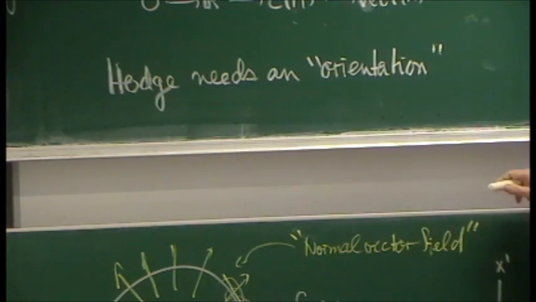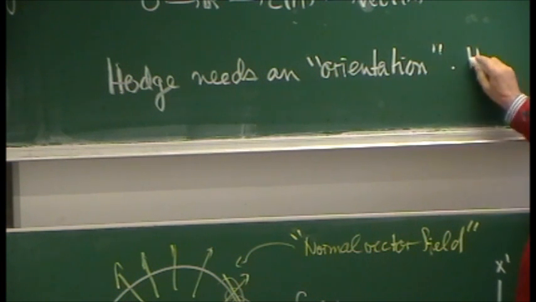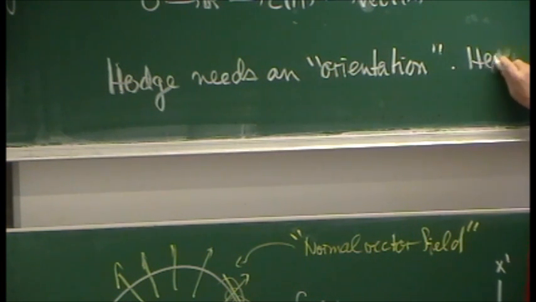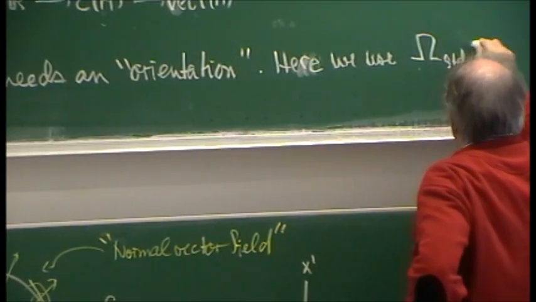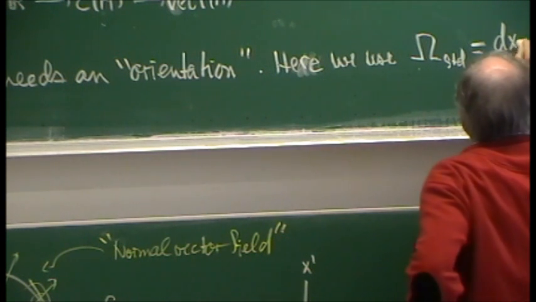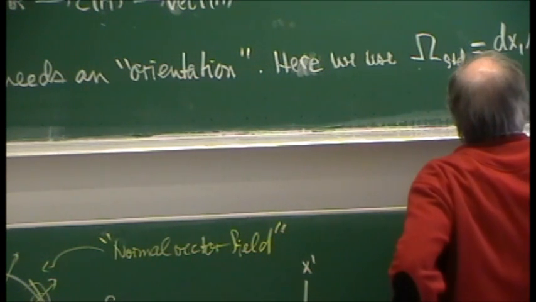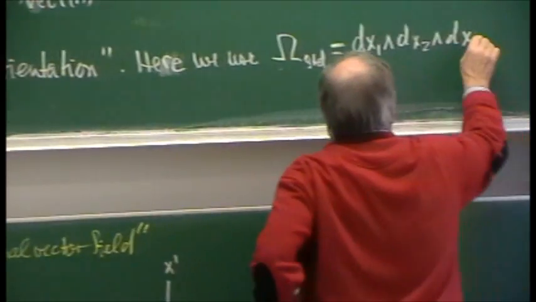And now I'm going to tell you what here we will use: the standard orientation on R3. Standard orientation, omega standard, on R3, which is dx1 wedge dx2 wedge dx3.